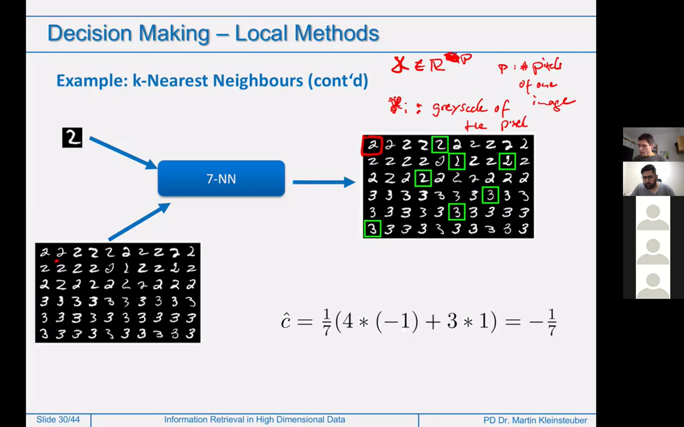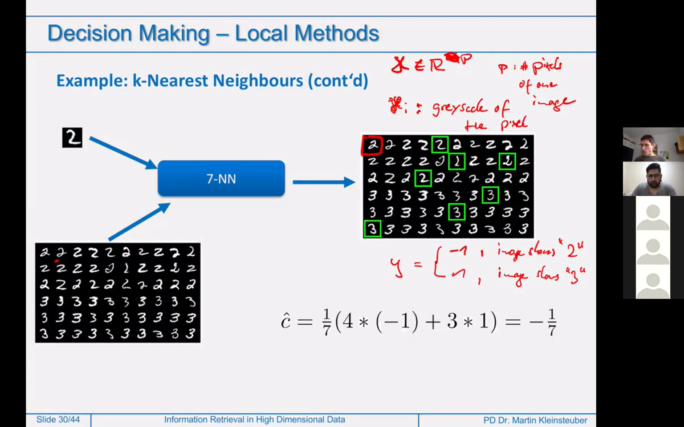This is the x_i, and y_i, and y is -1 if the image shows a 2, and it's 1 if the image shows a 3. Right? So these are the random variables. This is how we model it.